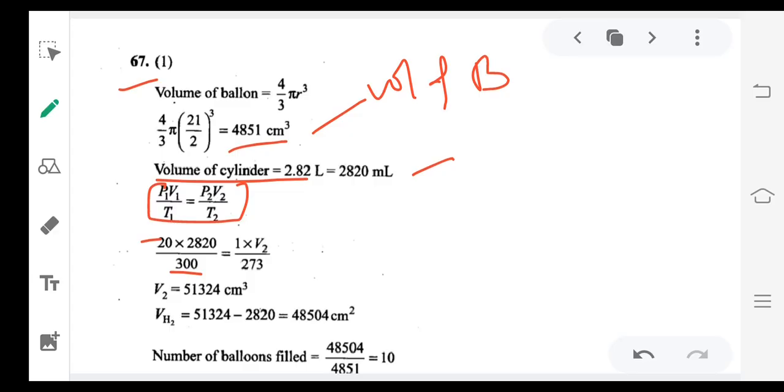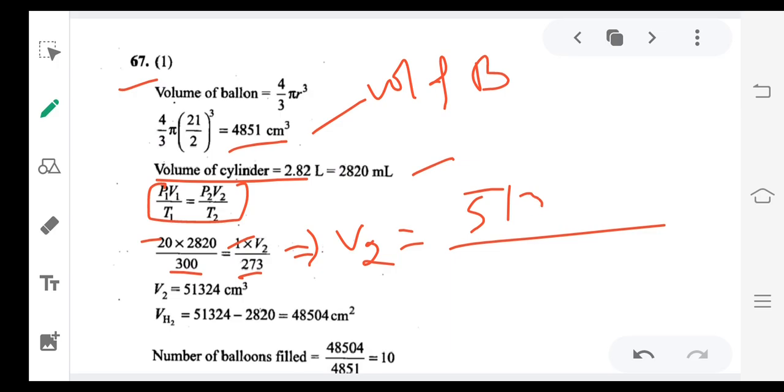Now the gas is coming out from the cylinder to fill the balloons. At what conditions? 1 atmosphere pressure and 273 Kelvin. At these conditions, the volume of gas is 51324 cm³. This much volume of gas is available at 1 atmosphere. So if the total gas present in the cylinder comes out, it occupies this much volume.